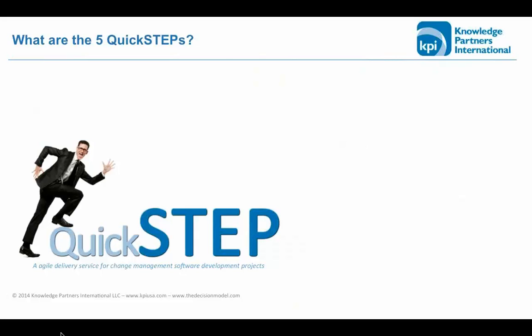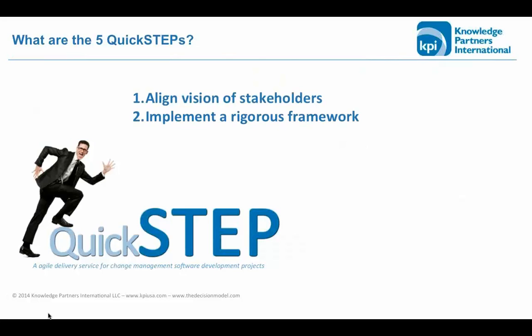It includes 5 steps. First, align vision of stakeholders. The KPI team uses efficient facilitation methods together with a rigorous architectural framework to accomplish an alignment of all stakeholders in a short period of time. Second, implement a rigorous framework. The enterprise architecture framework provides a solid foundation of the project and promotes alignment across the project and ensures the accurate scoping of the project.